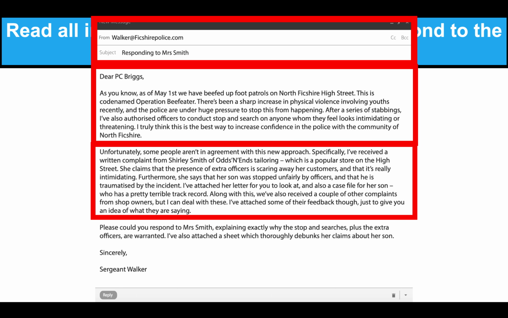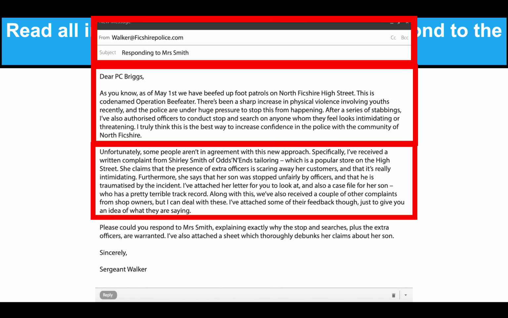We move on. Unfortunately, some people aren't in agreement with this new approach. Specifically, I've received a written complaint from Shirley Smith of Odds and Ends Tailoring, which is a popular store on the high street. She claims that the presence of extra officers is scaring away her customers and that it's really intimidating. Furthermore, she says that her son was stopped unfairly by officers and that he is traumatised by the incident.